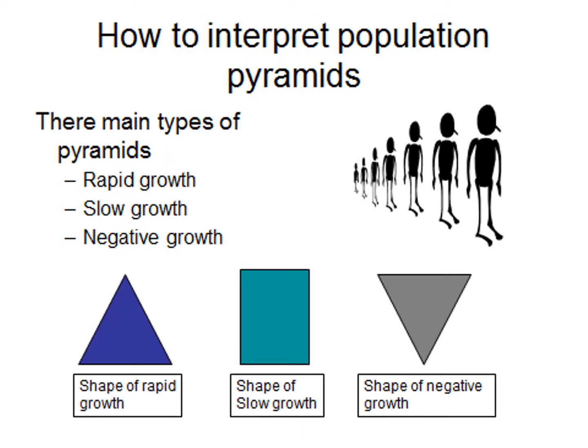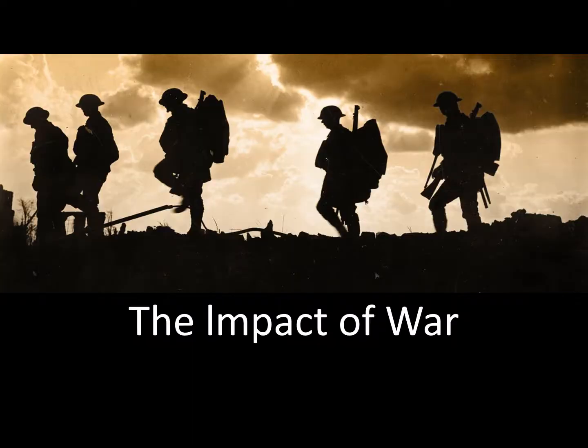So there's three main types of pyramids. We see the truly pyramid shape, which shows rapid growth. We see more a rectangular shape, which shows a slow to no growth. And then we also see an inverted pyramid, which can indicate negative growth. We can also see the impact of war on population pyramids.